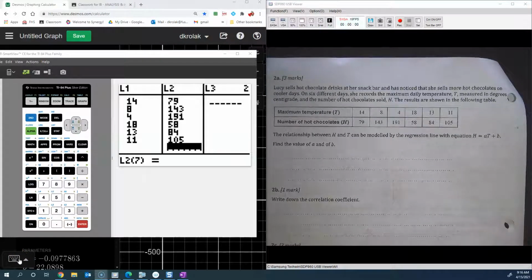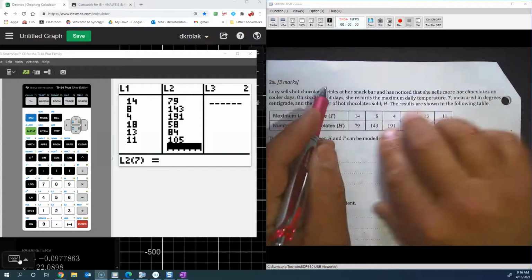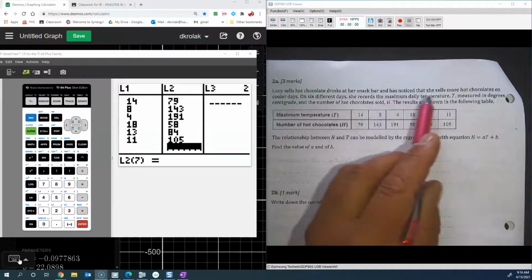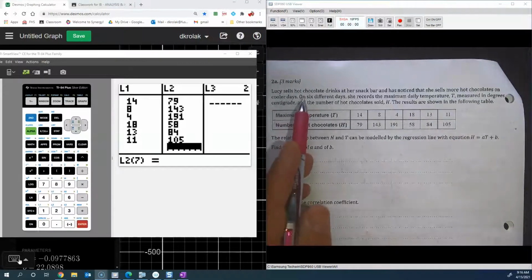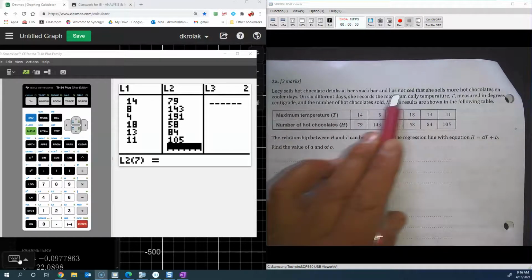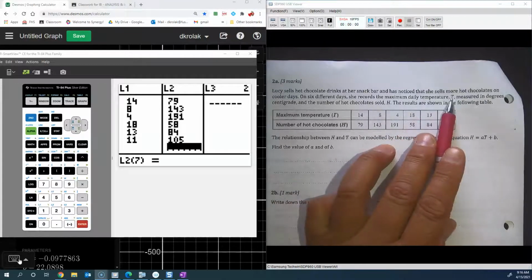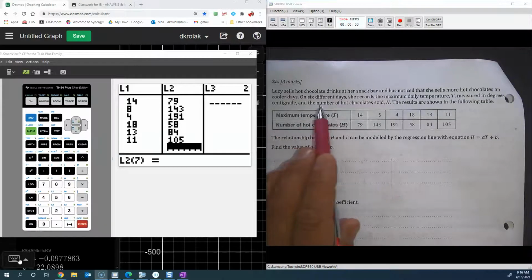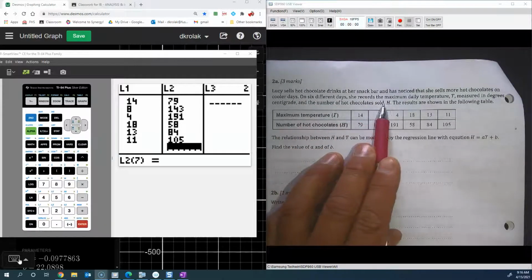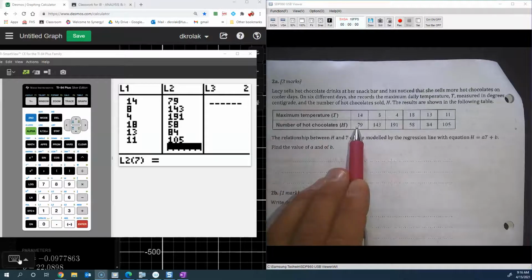Alright, it says Lucy sells hot chocolate at her snack bar. She's noticed that she sells more hot chocolates on cooler days. On 6 different days, she records the maximum daily temperature, T, measured in degrees centigrade. So that's our top row. And the number of hot chocolates that she sold, that's the bottom row.